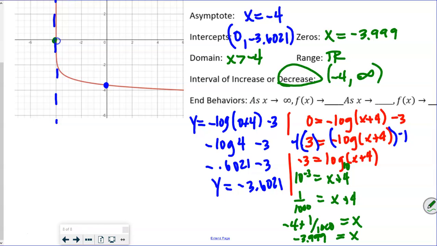And then now let's talk about our end behaviors. As we head right on this graph, that's towards infinity. The graph is headed towards negative infinity, isn't it? And as we head left, which would be what? As x heads towards our negative 4, that's our asymptote. It's always going to be part of this. So now we're headed towards infinity. Okay?